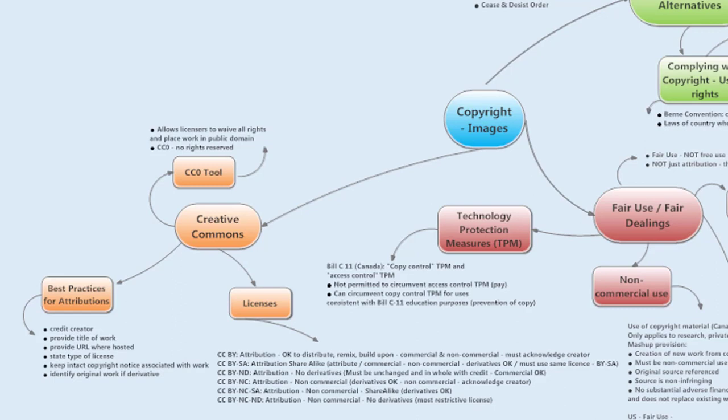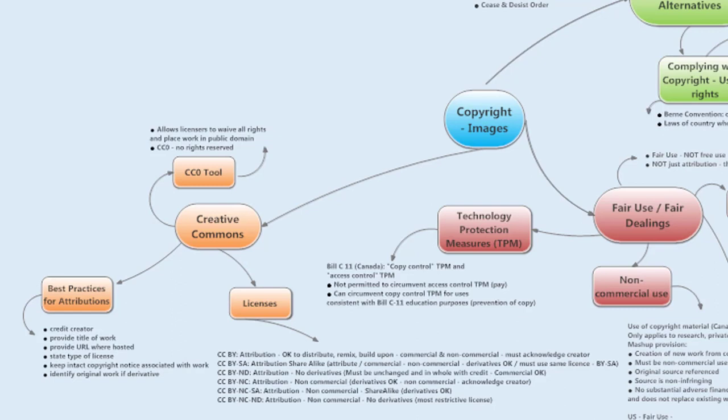So how do you acknowledge the author? Well, the best practice is, first of all, you should credit the creator. You should provide a title for the work, whatever it's called. You should also provide the URL where it was hosted, so somebody can go there and see it where it is. You should state the type of license, so if it's a CC BY NC, you should state that. You keep intact the copyright notice associated with the work, in other words, the information on how you can actually use that image. If it's created from a derivative, you should identify the original work as well.